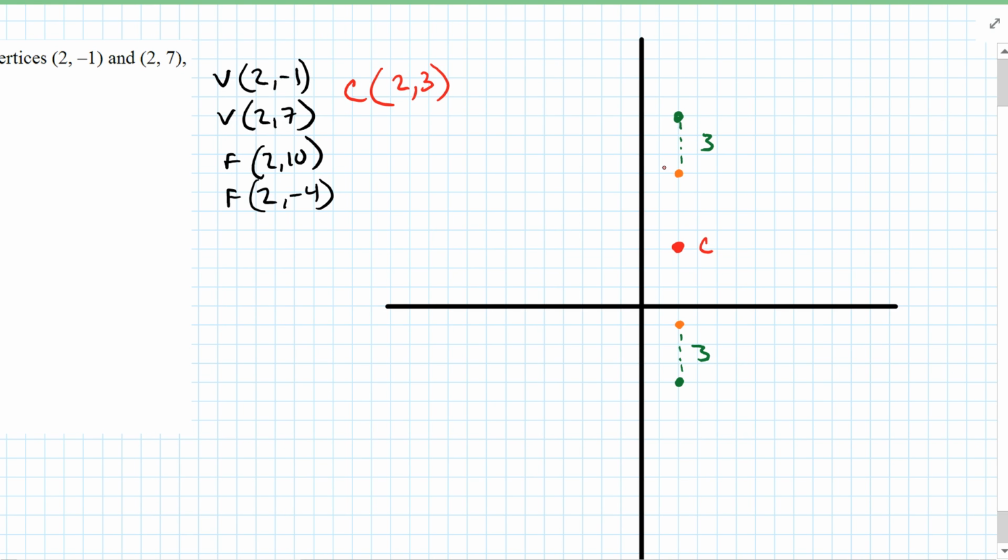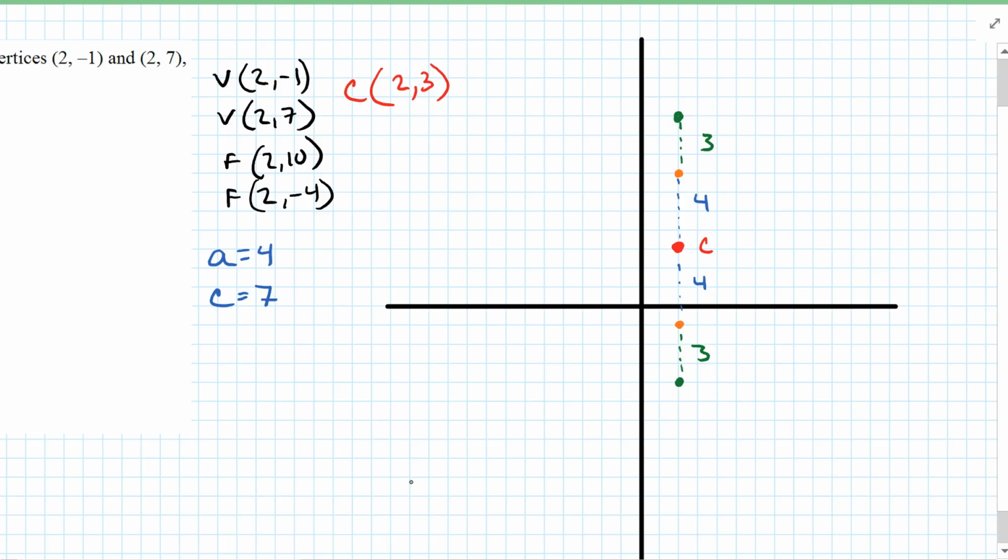My a value represents the distance from the center to the vertex. So 1, 2, 3, 4. 1, 2, 3, 4. So my a value is 4. My c value represents the distance from the center to the foci, so that's 4 plus 3, which would be 7.